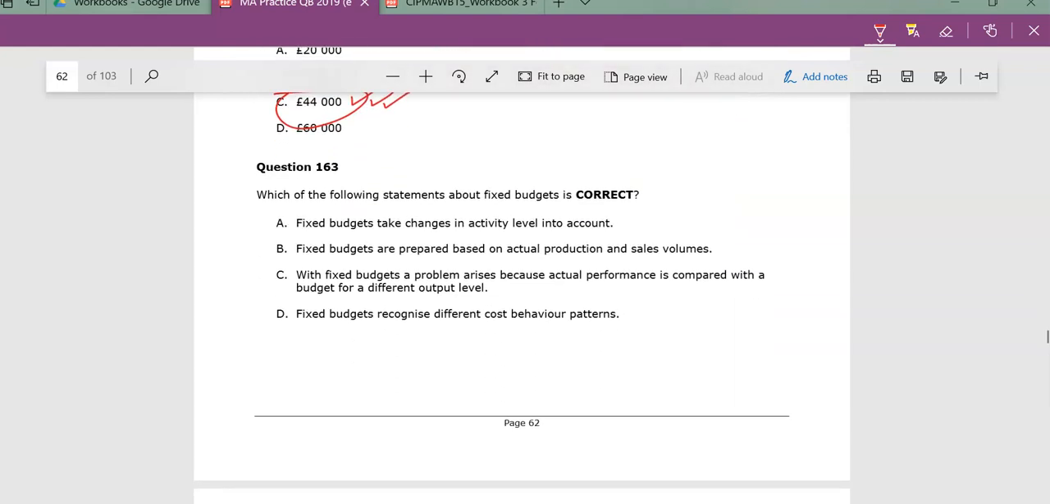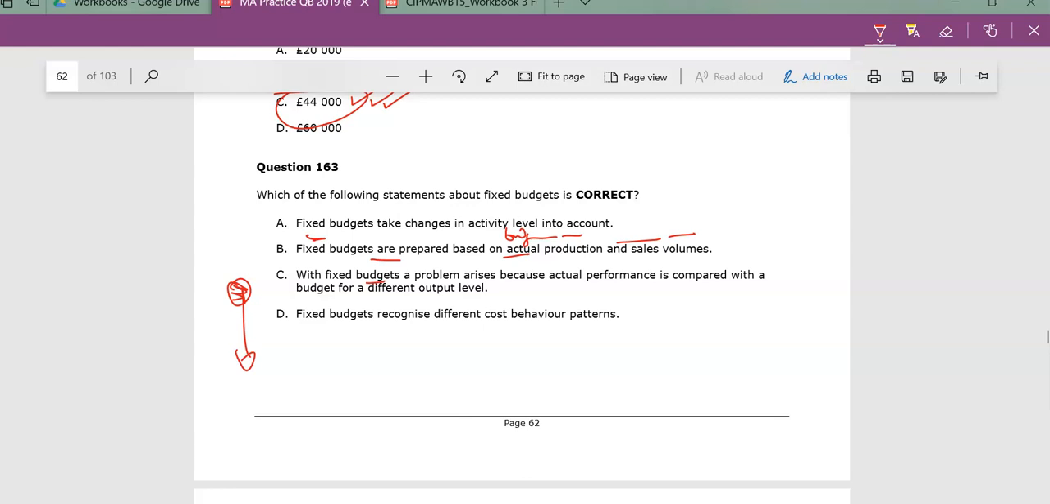And then we look at 163. Fixed budgets take changes in activity level into account. No, they don't. The fixed don't. The fixed are the original, what you started with, and they're based on budgeted production. So fixed budgets are prepared based on budgeted production and sales volumes. It's very much about what's going on at that point in time. What you set at the original date, there's no movement.